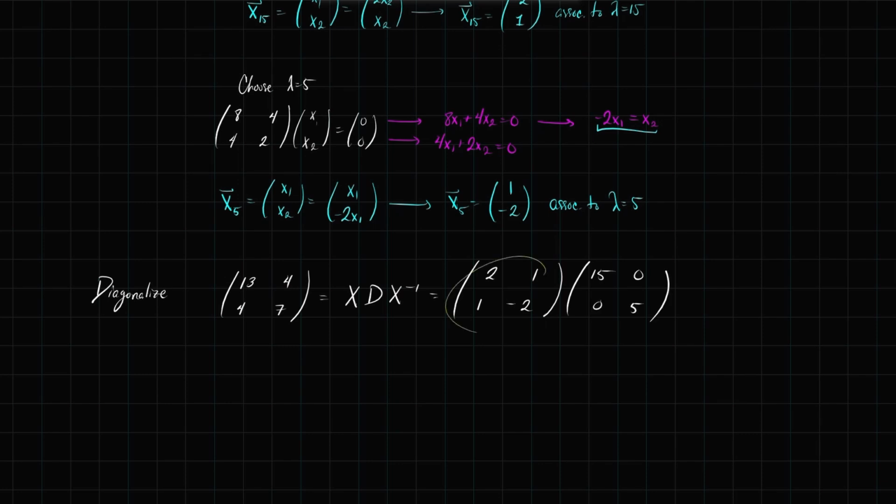And then I need to calculate X inverse using 1 divided by the determinant. AD is 2 times negative 2, so negative 4, minus BC is 1 times 1, so 1. In other words, I have a 1 over negative 5 actually. And then I swap A and D, negative 2 and 2, and I put negative signs by B and C.